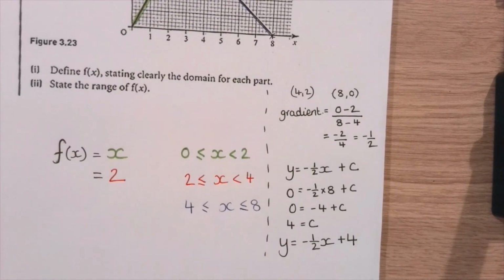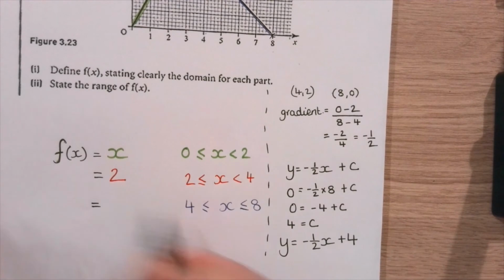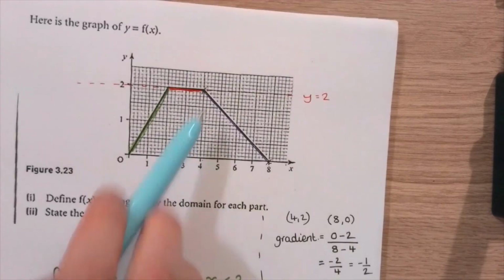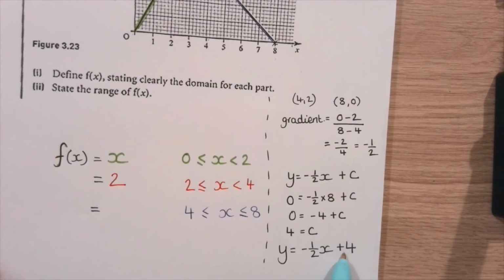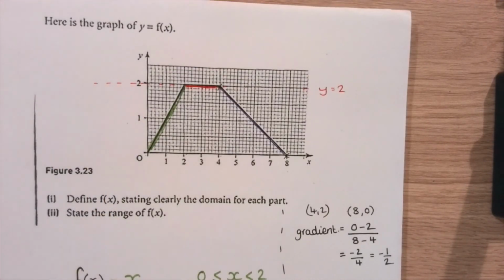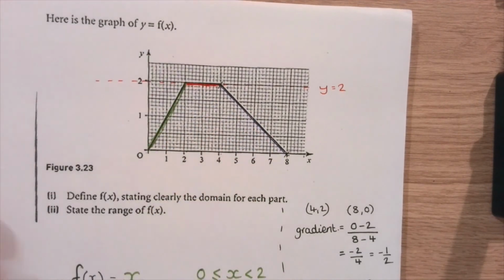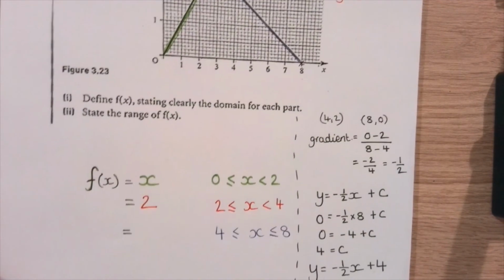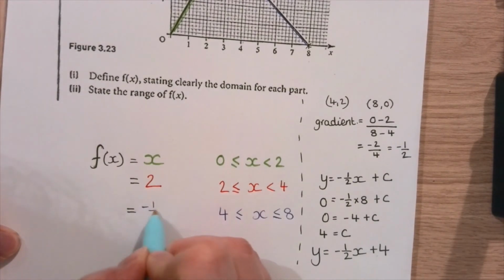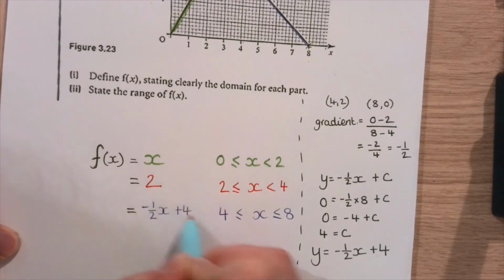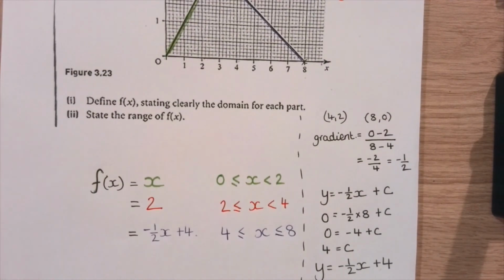Now that I know that, I can put that in for the domain that I have identified for this part of the graph. Although it doesn't actually go through 4 on the diagram, that would be the equation of that line, and so we have to include the whole equation of the line, and therefore in here negative a half x plus 4. And that's it. That's all there is to drawing and sketching, identifying graphs of functions with more than one part to the domain.